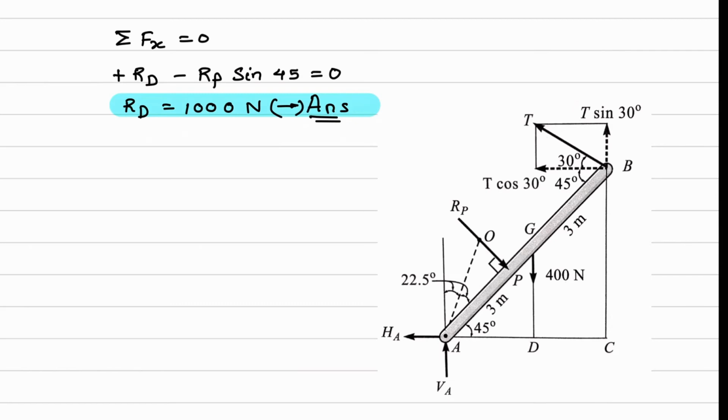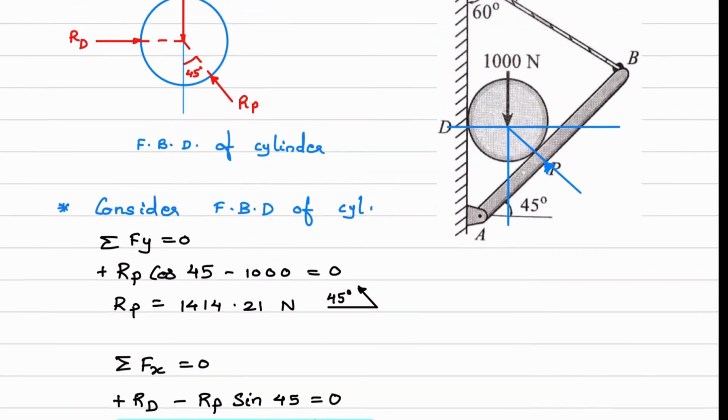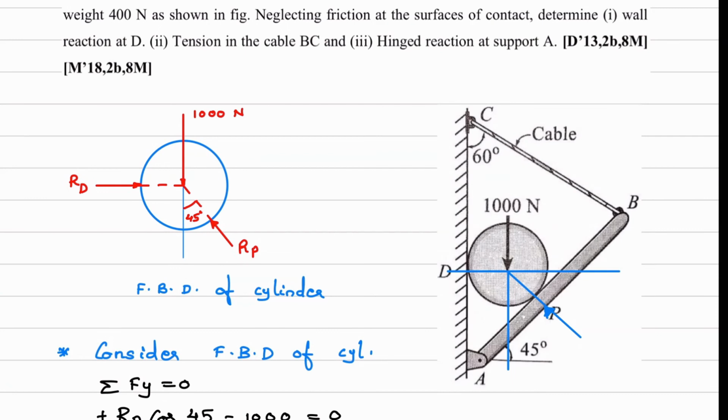Now after considering the FBD of the cylinder, we have got the value of Rd and we have got the value of Rp. Now we will draw the FBD of this beam AB. So what will be the FBD of this one?